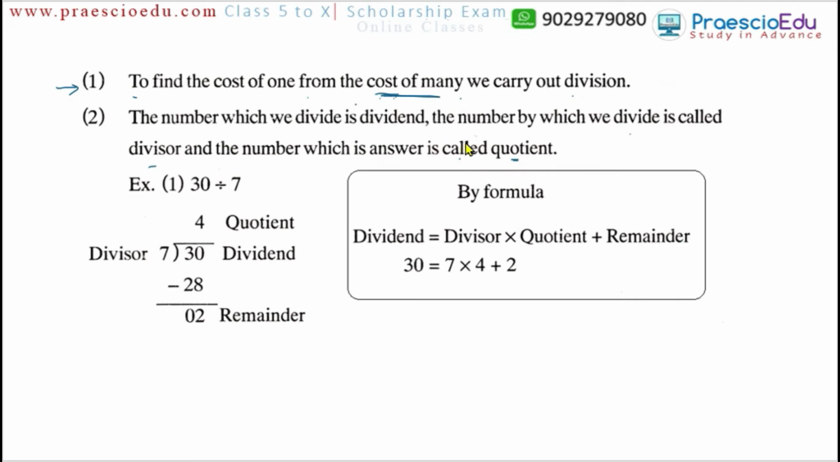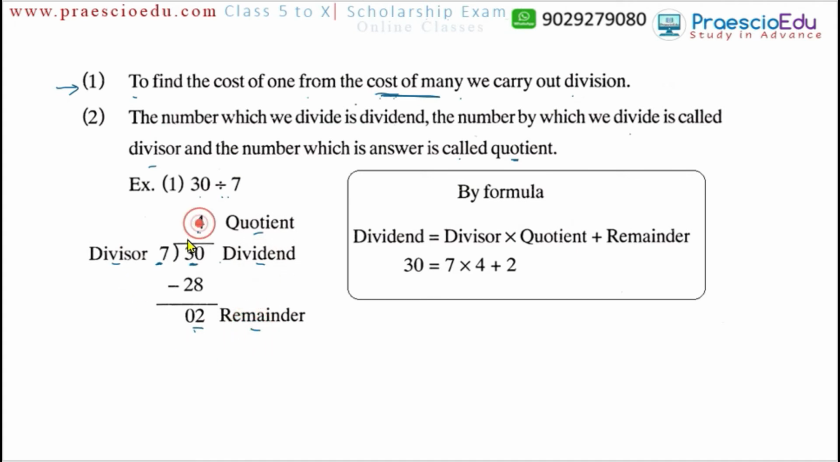After the division, here we have 30 divided by 7. This 7 is the divisor because it is dividing the number, and the number being divided is the dividend. The result of the division is called the quotient. And the number left at the bottom, the balance, is called the remainder, or we can say the baki. So these are the four terms: dividend, divisor, quotient and remainder.